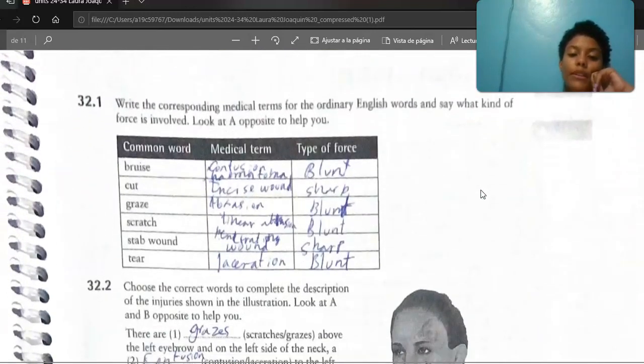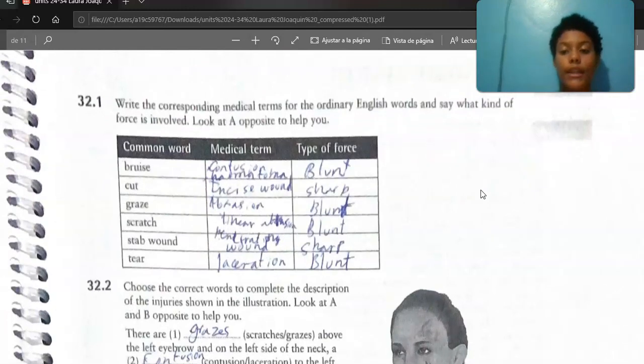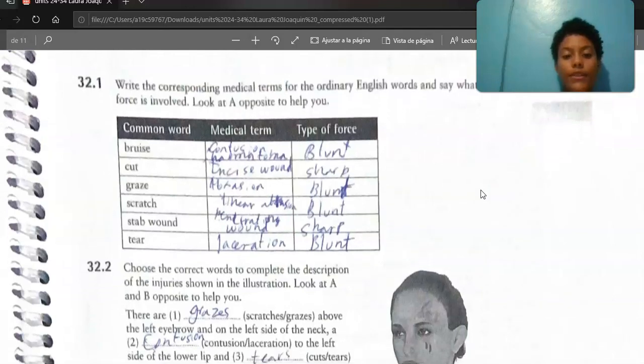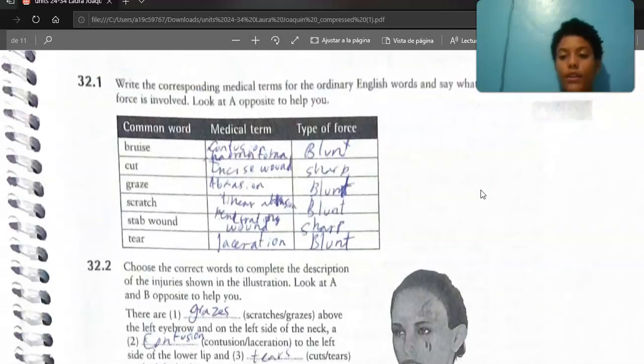Write the corresponding medical terms for the ordinary English words and say what kind of force is involved. Look at the box opposite to help you. Compound word: bruise, medical term: contusion, hematoma, type of force: blunt. Cut, incised wound, sharp. Graze, abrasion, blunt. Scratch, linear abrasion, blunt. Stab wound, sharp. Tear, penetrating wound, sharp. Tear, laceration, blunt.